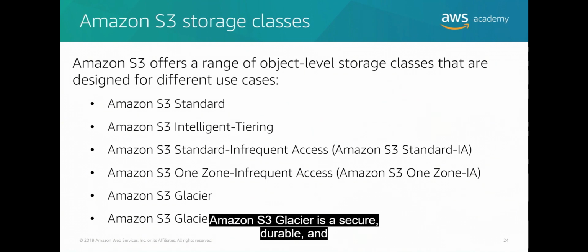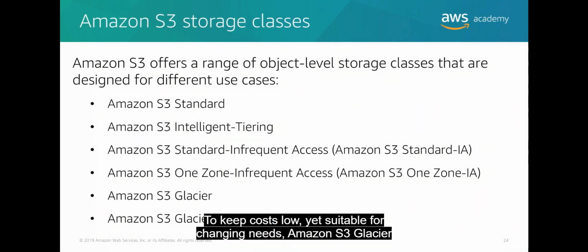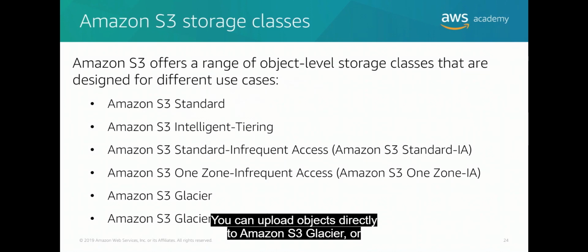Amazon S3 Glacier is a secure, durable, and low-cost storage class for data archiving. To keep costs low, yet suitable for changing needs, Amazon S3 Glacier provides 3 retrieval options that range from a few minutes to hours. You can upload objects directly to Amazon S3 Glacier or use Amazon S3 lifecycle policies to transfer data between any of the Amazon S3 storage classes and Amazon S3 Glacier.